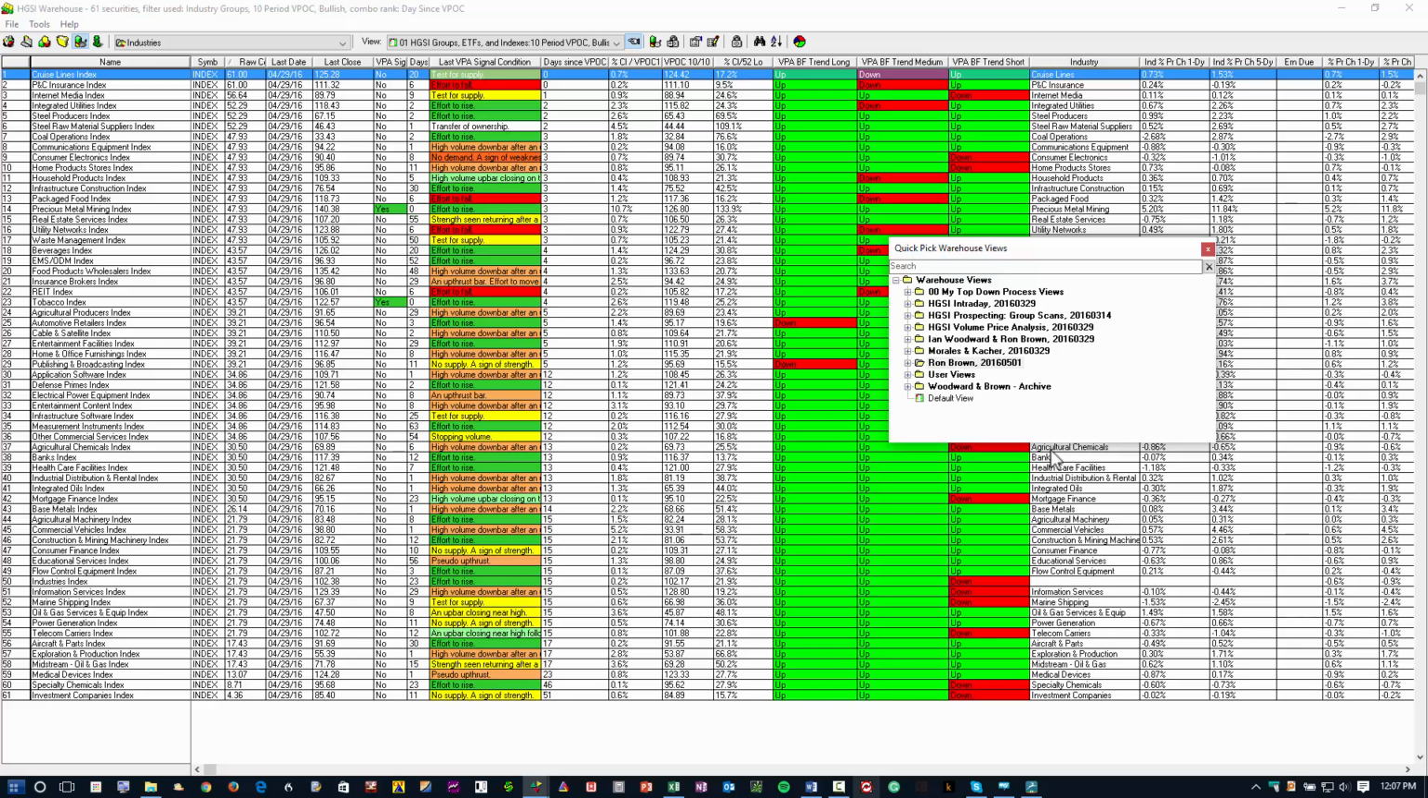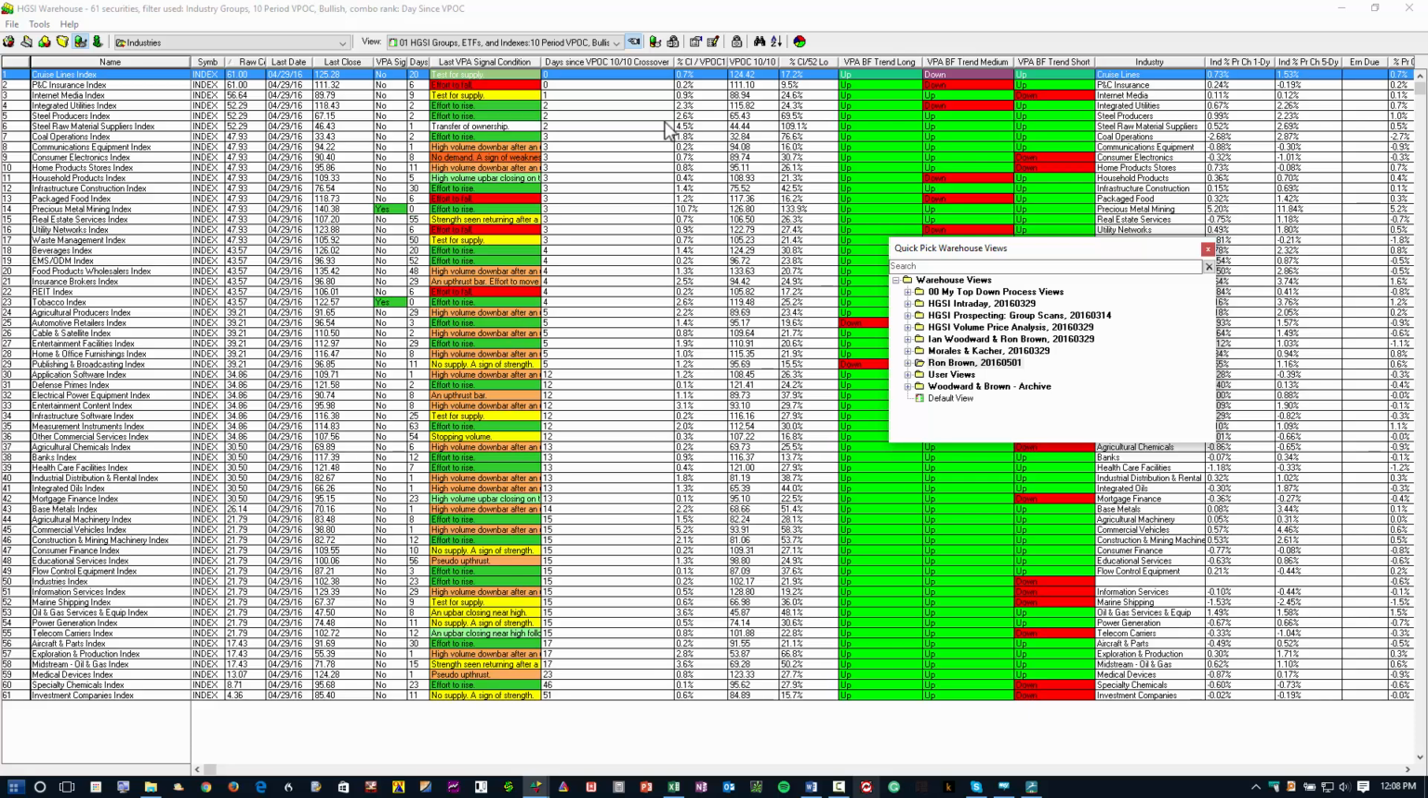Now, the volume point of control is part of the volume at price indicator, which has been in there for a couple of months. As I started experimenting with the volume point of control, I found that the 10-period, 10-bucket indicator, or line, I should say, was a good crossover point for signals both on the upside and the downside. And so I started working with it and worked with Matt and George, and we decided that it would be a good addition to HGSI.